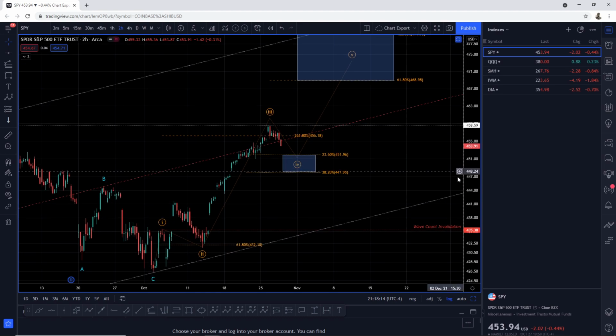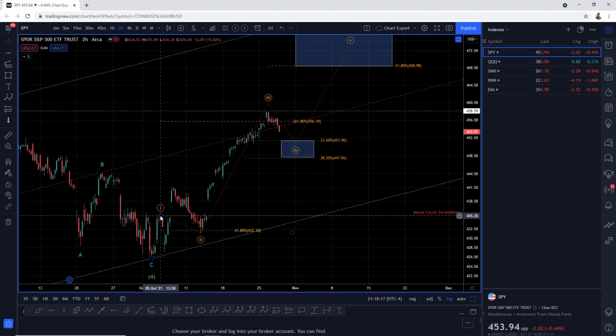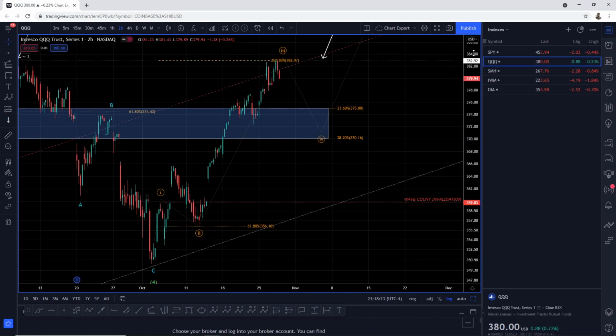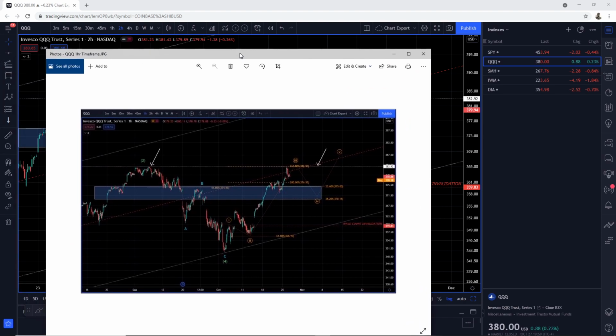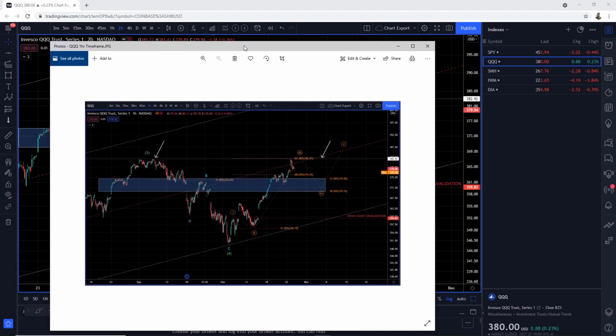Okay, wave count invalidation for this interpretation comes in at the high of wave 1 if we break below it at 435.38 right here. Over to the Qs, same deal. Yesterday, I'm going to keep going back and forth between the charts that I posted yesterday, just so you guys can see the importance of why I trade using Elliott Wave.